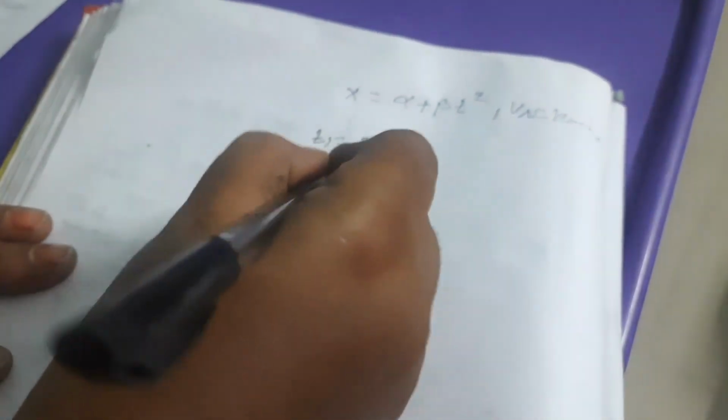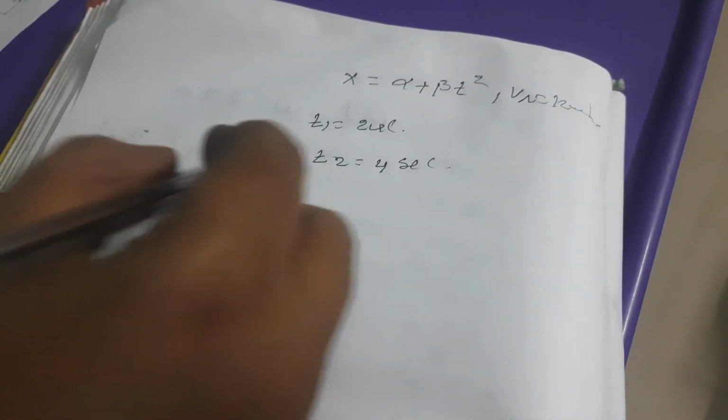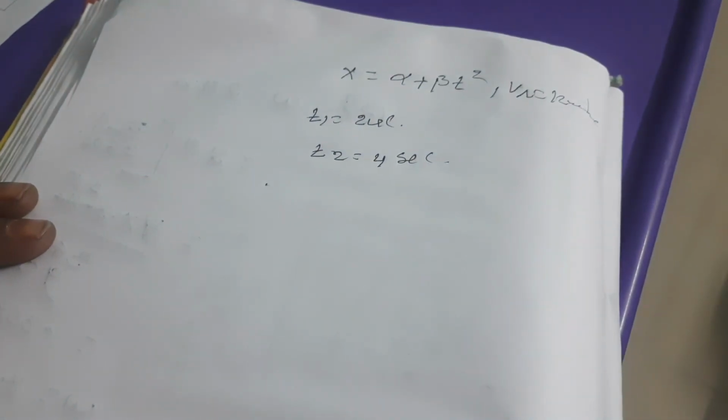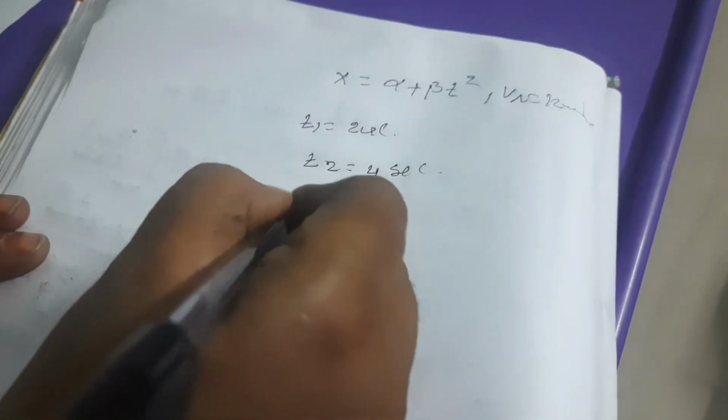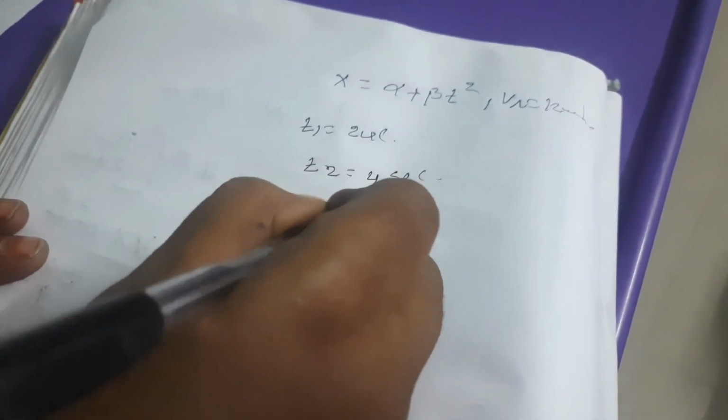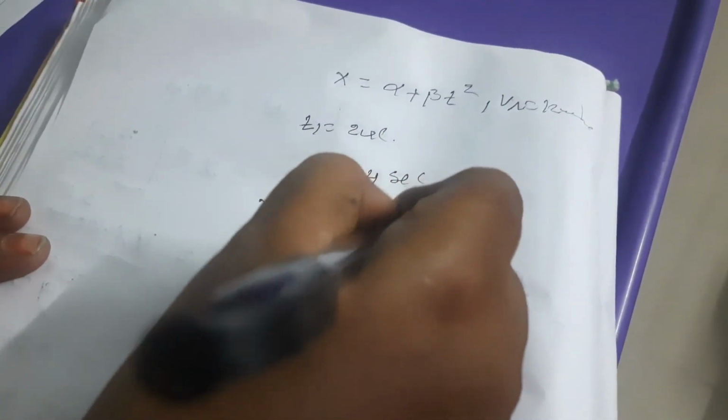See. First of all, t1 equals 2 seconds, and t2 equals 4 seconds. So in this case, what is the formula for average velocity? Total change in displacement divided by total time. x2 means the position at 2 seconds, how much is it? Instead of t we are simply taking 2 seconds.